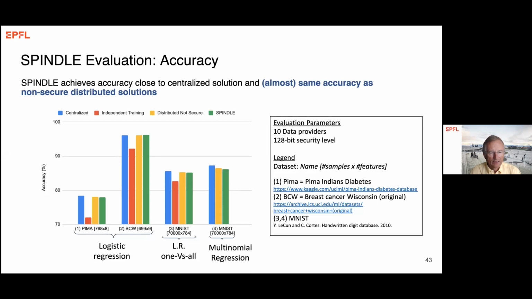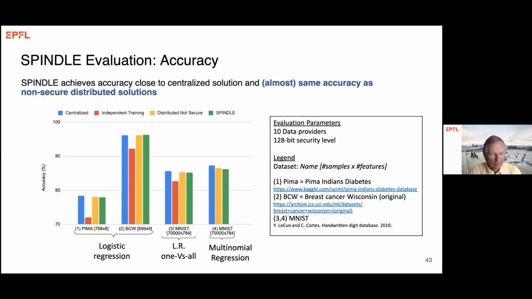And what is important here is to check actually what happens. Either it can be done in a centralized way. So the most favorable situation from the machine learning point of view, where all the data are made available, which means that we have the highest possible level of accuracy that can be reached with that data set, right? Then there is independent training, which means that each tries to operate separately. And then there is distributed not secure. So now it is actually distributed, but there is no crypto involved to secure it. So it is in a way the vanilla federated learning. And then the last one, the green, is what we call SPINDLE. So it's the solution that leverages multiparty homomorphic encryption.